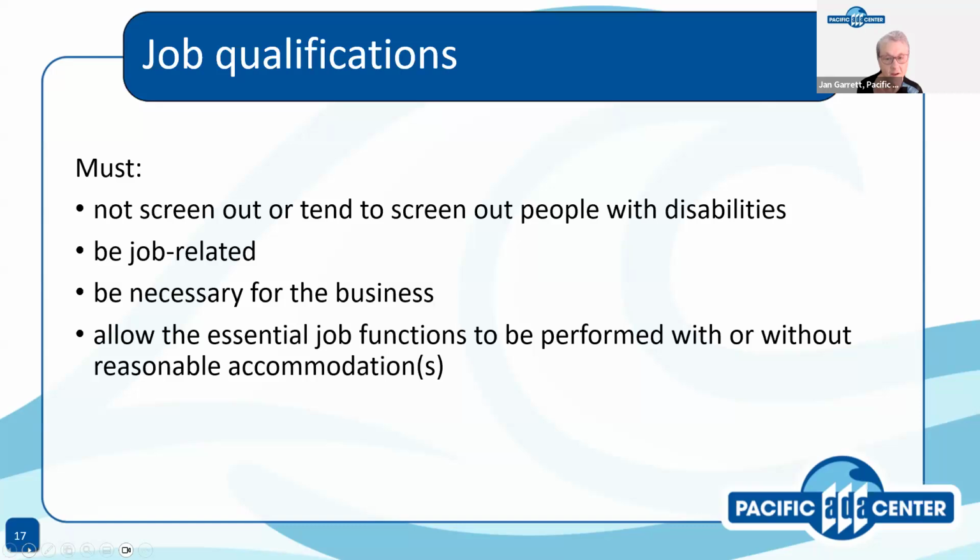But the qualifications generally are described as any educational or employment experience that you need to have to get a job in the first place. But you don't have to be qualified, quote unquote, for your disability. It's the qualifications for the job, and they again need to be necessary and job related.